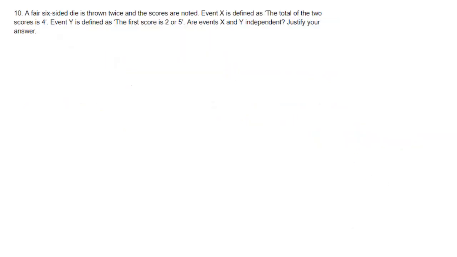Let's go on. In the last one, we've got a fair six-sided die. We throw it twice, and the scores are noted. X is the event that the total of the 2 scores is 4, and the event Y is that the first score is a 2 or a 5. Now, let's go ahead and lay this out.